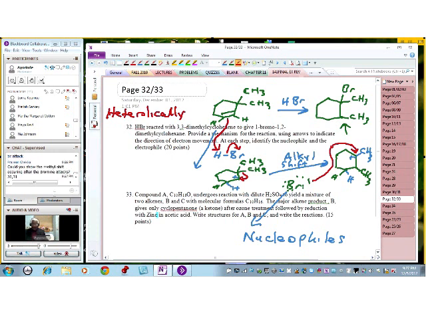Okay, at this point, we should call it a day. No, the methyl shift occurs before the bromine attack. Yeah, go ahead and ask your question.